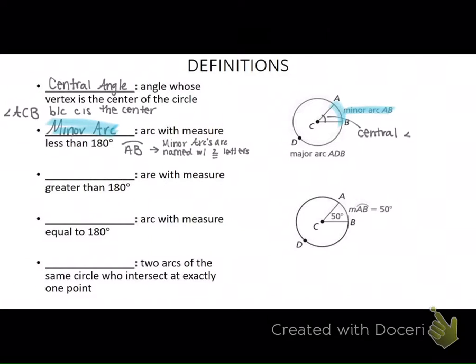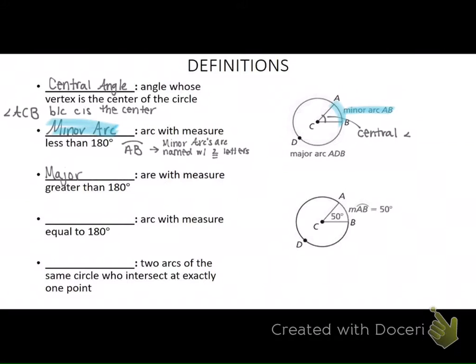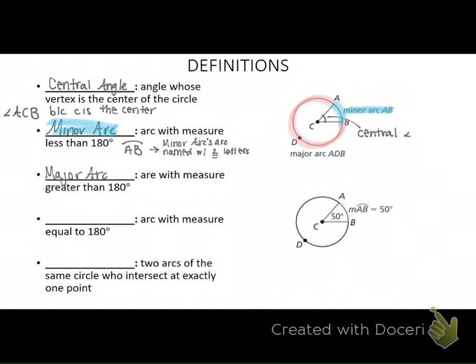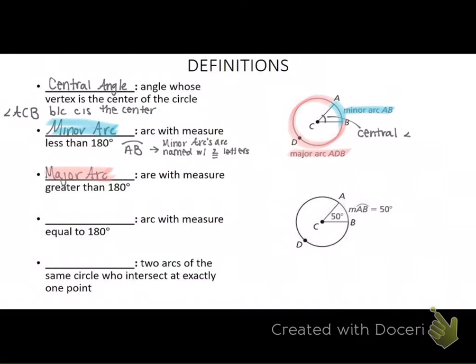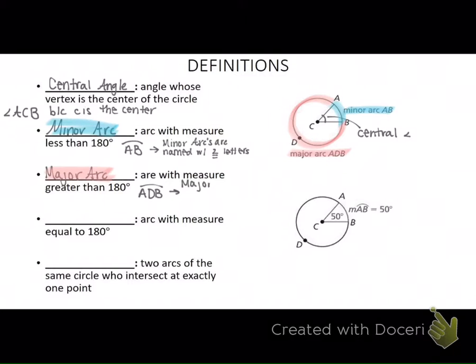So an arc with a measure greater than 180 degrees is called a major arc. So we have a major arc here. And you'll notice that a major arc is labeled with three letters. Maybe you noticed that. I don't know. So ADB is a major arc. So major arcs are named with three letters.